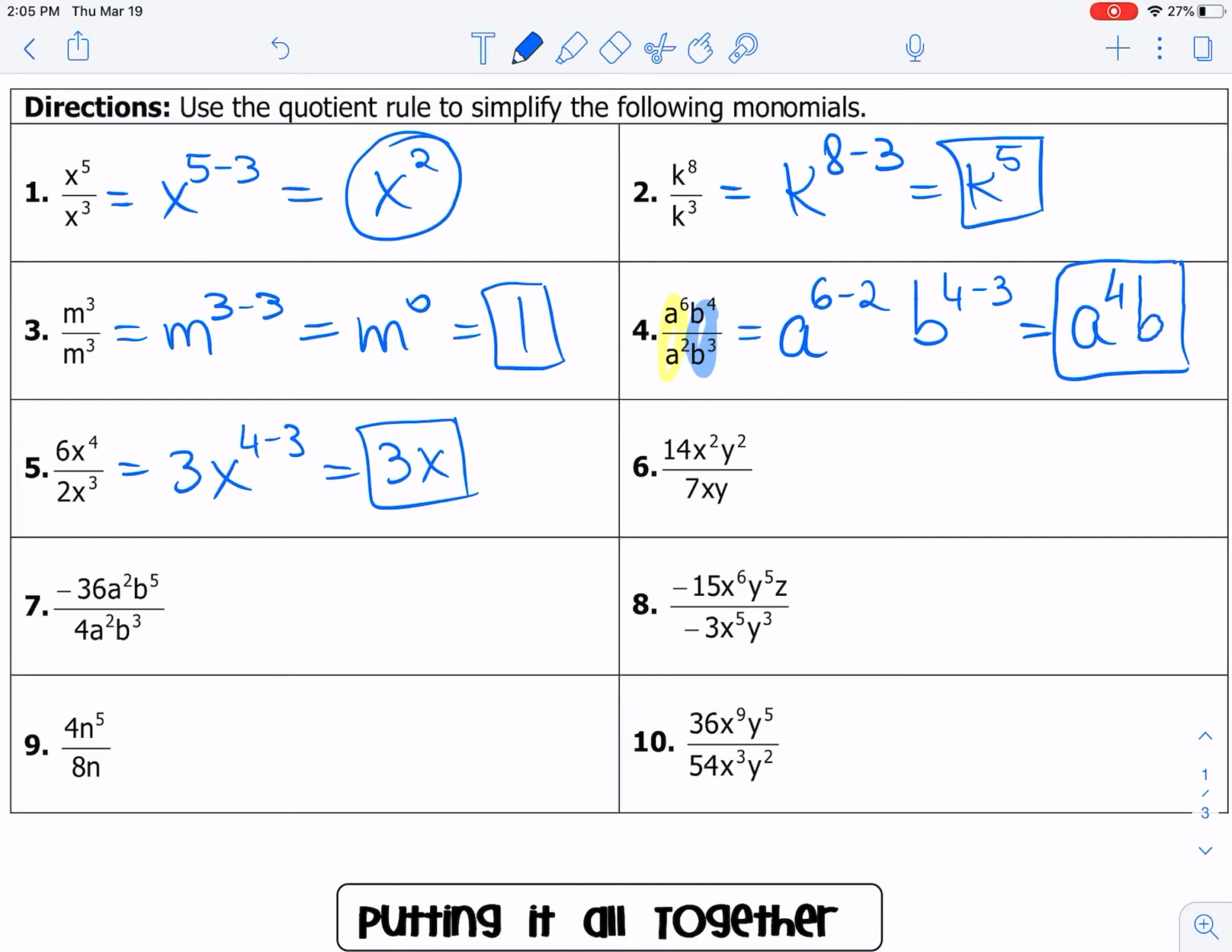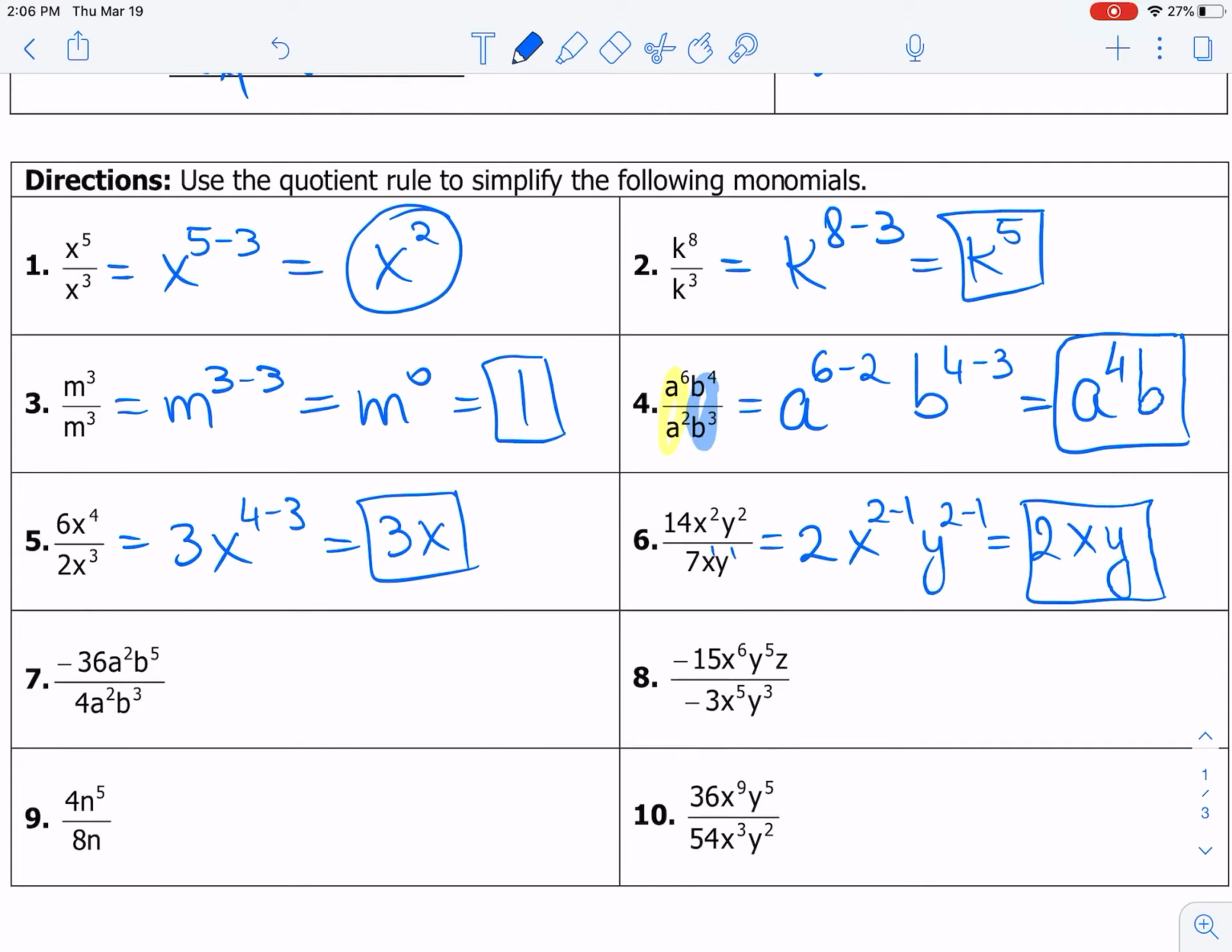Number 6. Let's look at number 6. 14 divided by 7, that is 2. And I have x to the 2 minus 1, y to the 2 minus 1. I have invisible ones there. So this is going to be 2xy. Now number 7 and 8, you should try by yourself as practice. And we're going to look at number 9.